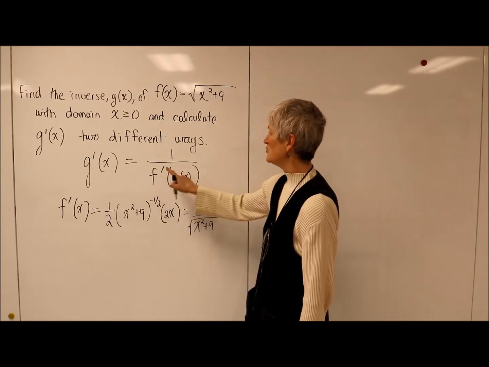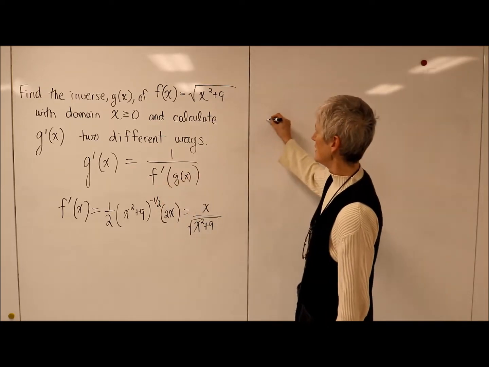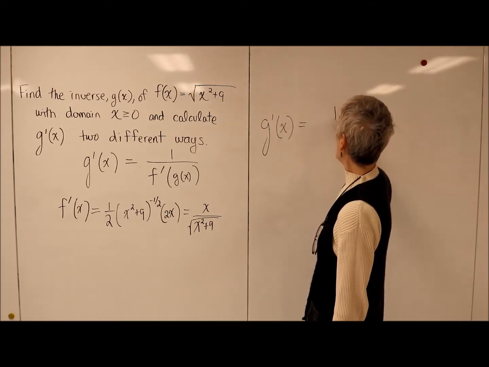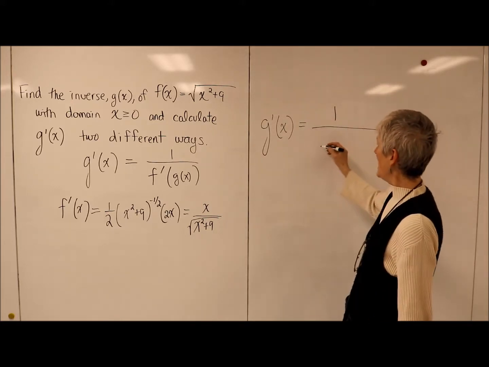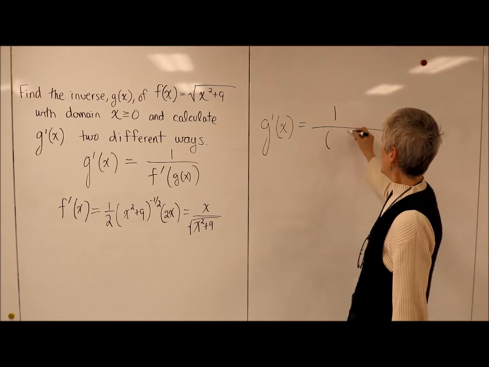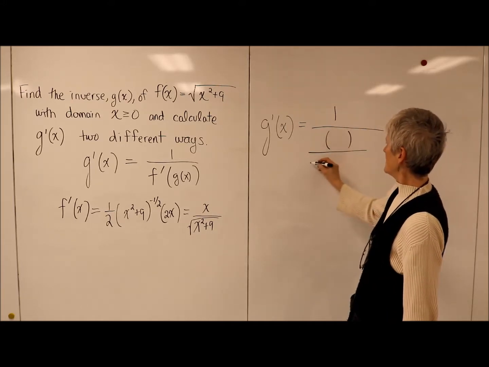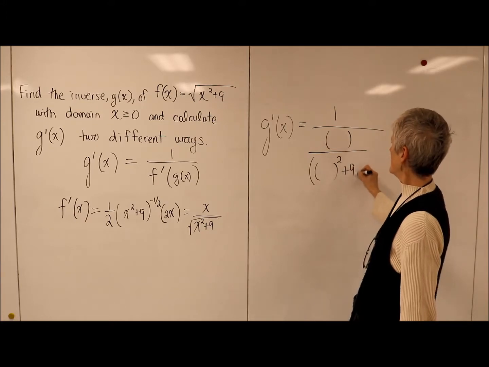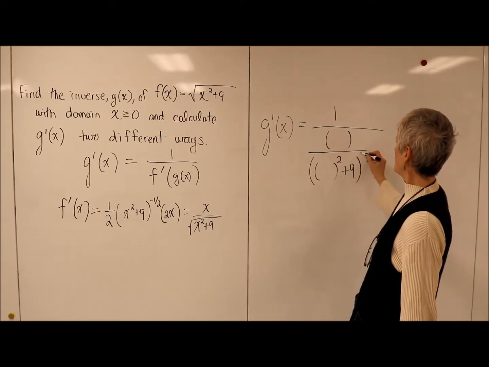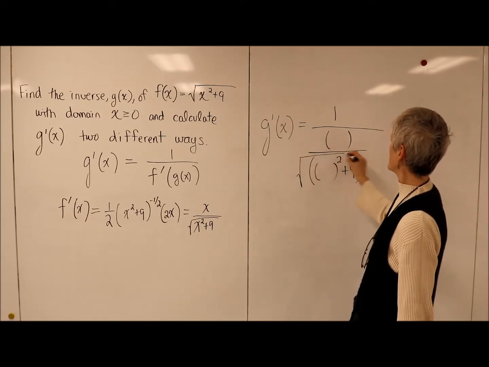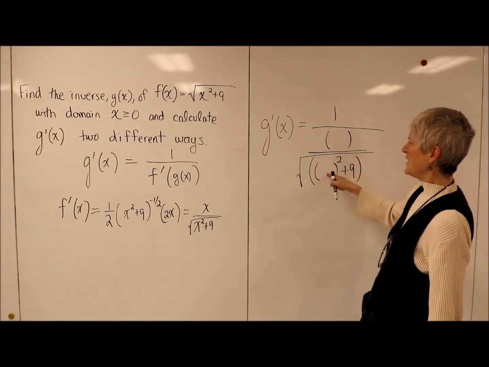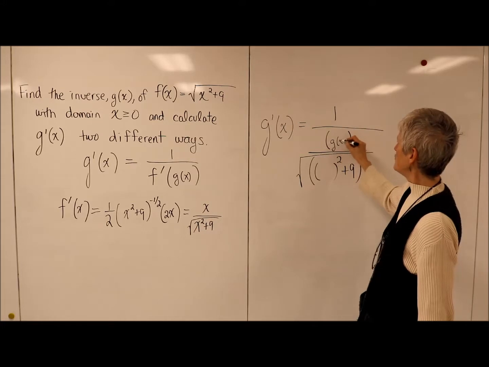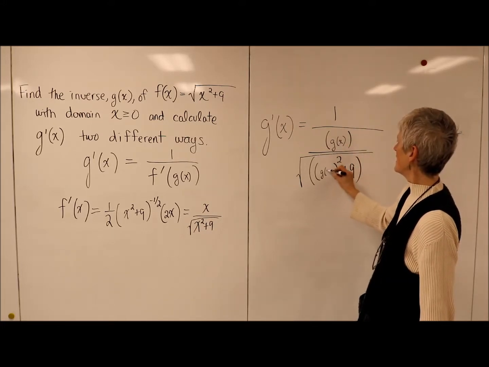So if I want to find g prime of x, let's bring it over here. G prime of x is going to be 1 over f prime, and I'm not going to fill in the x's there. And maybe I'll do the square root, that's okay. The reason I'm leaving those is because that's going to be my g of x in there.